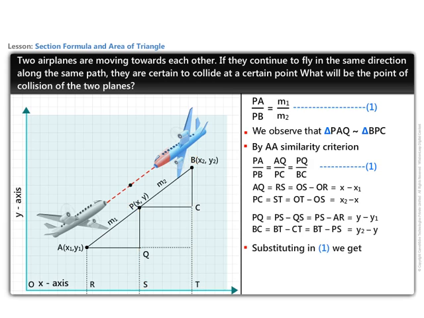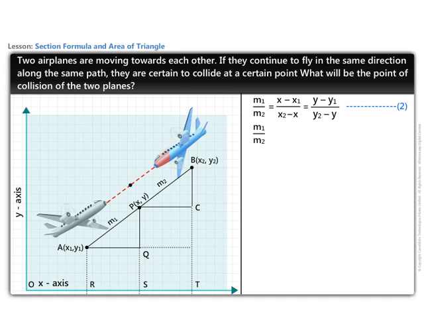Substituting in equation 1, we get m1 divided by m2 is equal to x minus x1 divided by x2 minus x, which is equal to y minus y1 divided by y2 minus y. Let us represent this as equation 2. m1 by m2 is equal to x minus x1 divided by x2 minus x, and m1 by m2 is equal to y minus y1 divided by y2 minus y.